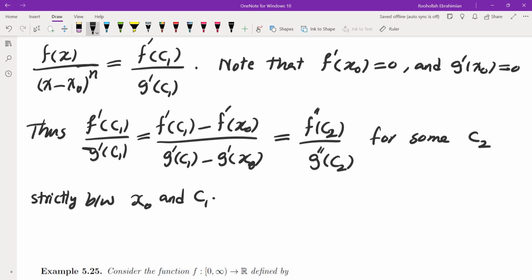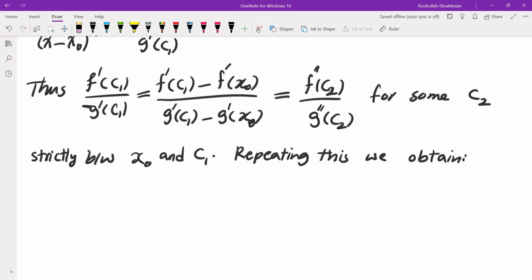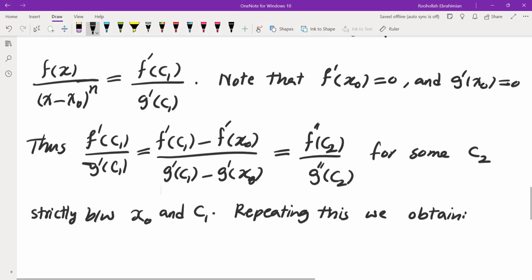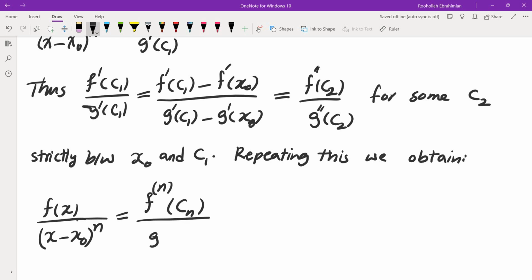And then eventually we obtain the initial fraction, which was f of x over (x minus x naught) to the power of n, equal to f^(n) of c_n over g^(n) of c_n.